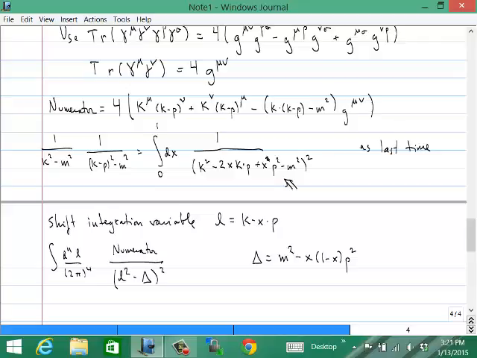So I haven't done anything fancy here. I've just used some gamma matrix identities. I used Feynman's trick to combine the two denominators into one. And then I shifted the integration variable.